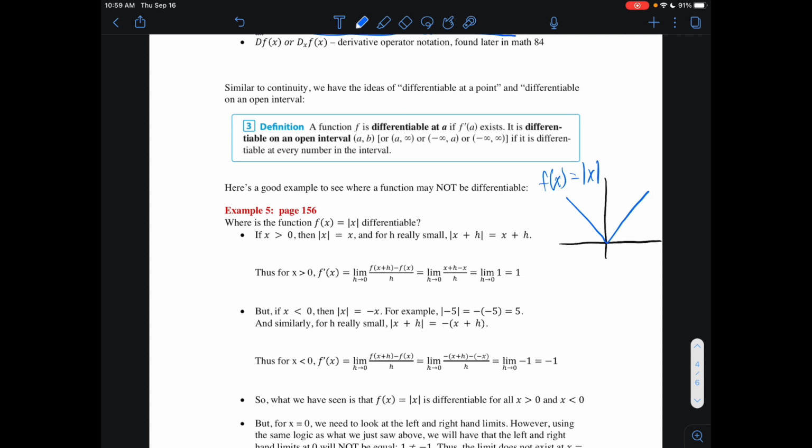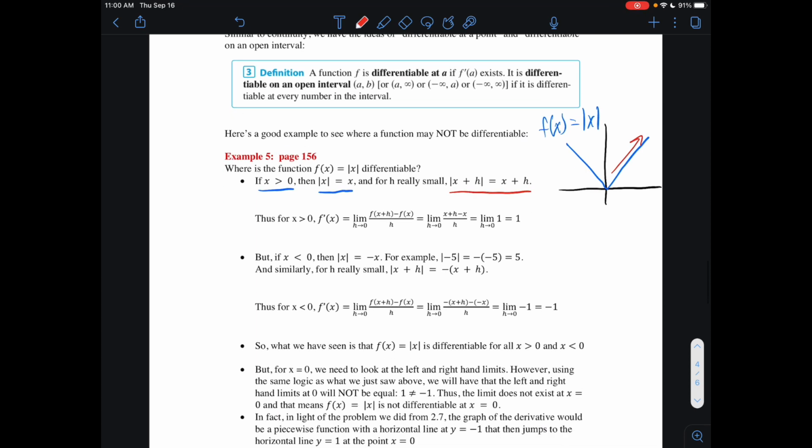So if x is greater than 0, then we're looking at the right hand of this graph. Then we can actually interpret the absolute value function as just a linear function, x. It's got a positive slope because it's going up and to the right. So for h really small, the absolute value of x plus h is also just x plus h. That's how that works with the right-hand side of this graph.